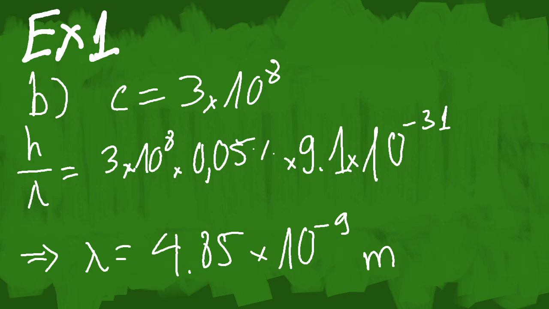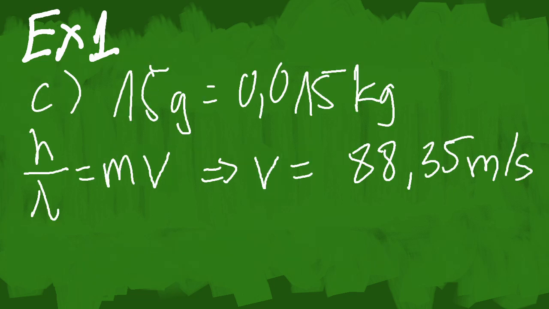B is easier than A since the units are already in SI. So we change c, or the speed of light, with 3 times 10 to the power of 8 and apply it with the same formula in A, and we get the wavelength value of 4.85 times 10 to the power of negative 9.